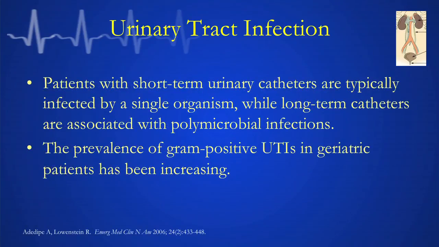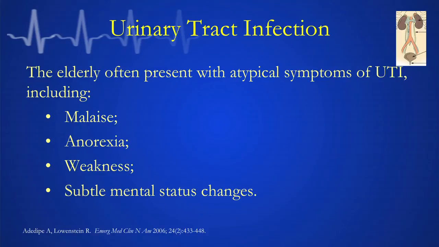Patients with short-term urinary catheters are typically infected by a single organism, while long-term catheters are associated with these polymicrobial infections. Then we have the prevalence of gram-positive UTIs in geriatric patients that have been increasing, and that's your Enterococcus infection that we're seeing. Sometimes it's sensitive to everything, but sometimes it's actually the vancomycin-resistant Enterococcus that we're seeing also. Again, atypical symptoms. They're not going to tell you that they have dysuria, urgency, frequency, flank pain, the common things. They're going to tell you that they have malaise, they're not eating, they're weak, or the subtle mental status changes.